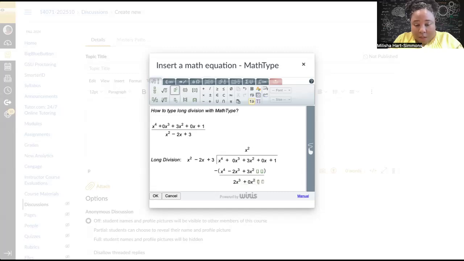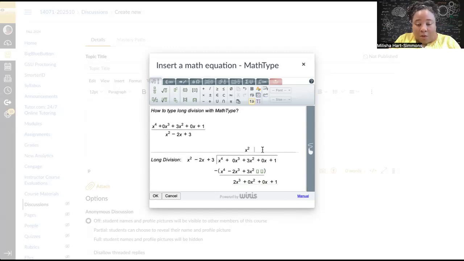And so now we see that we need to bring down the 0x for place value's sake. We're going to put a plus there to keep it clean, and bring down the +1. All right. So now it's like a repeat again. You're going to go down again, right?